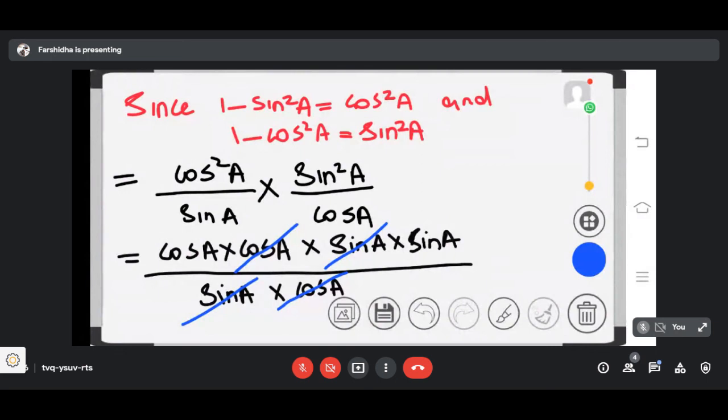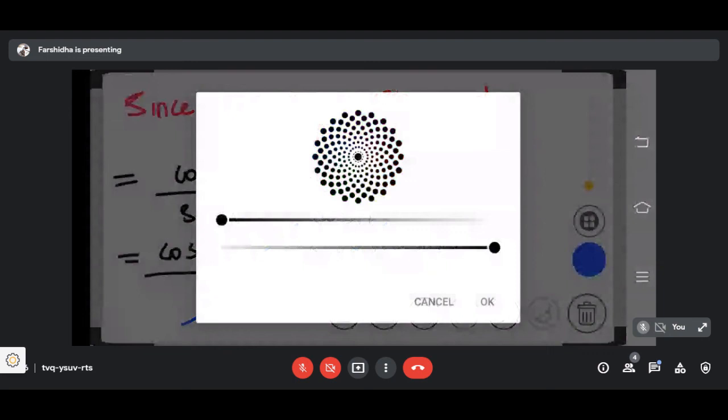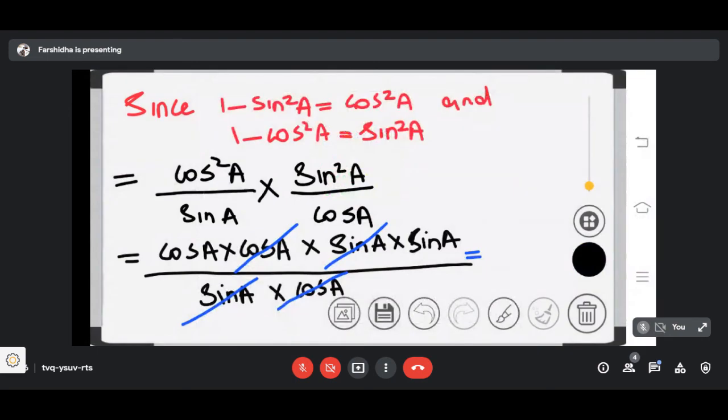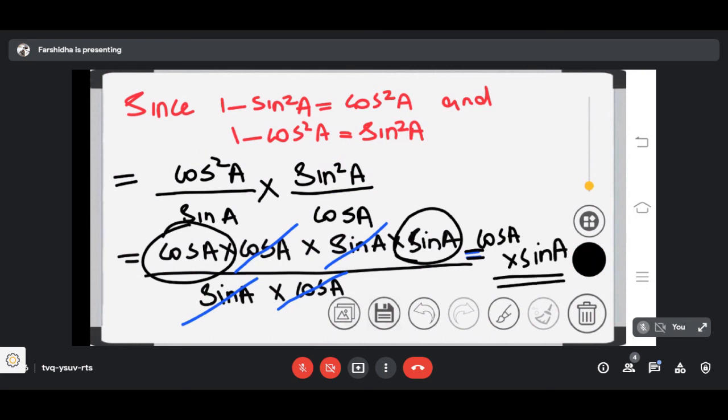Now what else is remaining? Only cos A into sin A on the numerator side is remaining. The denominator both got cancelled. What is remaining? Only this and this term. So cos A into sin A is remaining. So you got LHS equal to cos A into sin A. So keep it there. Now we'll solve RHS. Okay, LHS we got cos A into sin A.